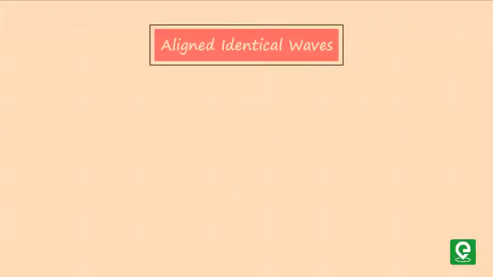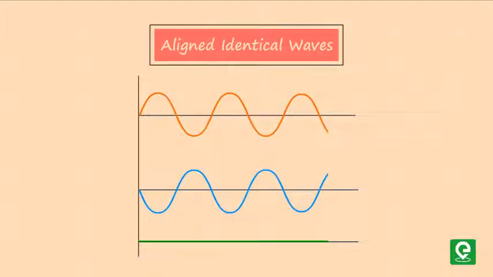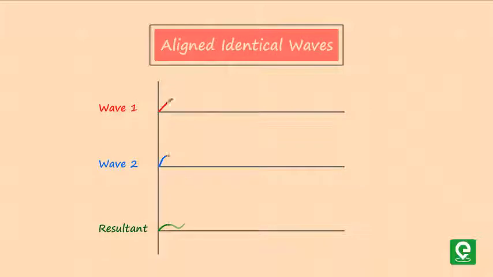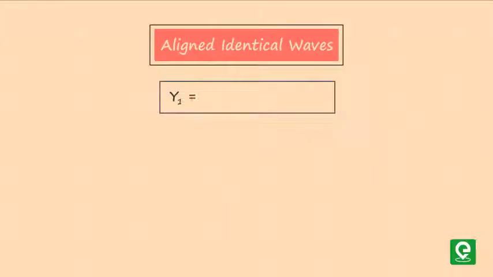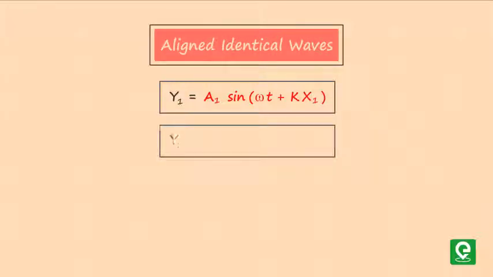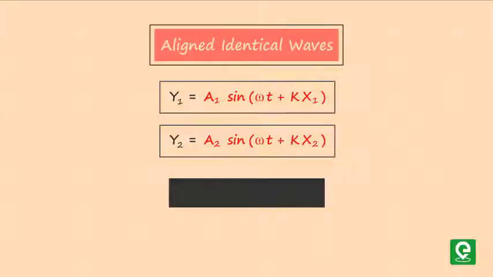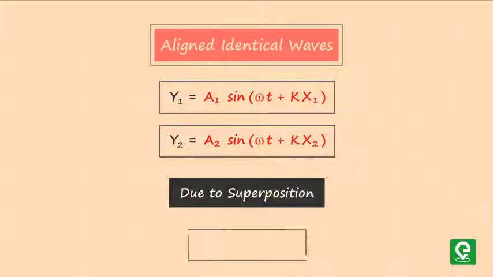While pure constructive and pure destructive interference do occur, they require precisely aligned identical waves. The superposition of most waves produces a combination of constructive and destructive interference and can vary from place to place and time to time. Mathematically, if we consider two waves, y1 equal to a1 sin(ωt + kx1) and y2 equal to a2 sin(ωt + kx2), then the resultant wave due to superposition is calculated as y net equal to y1 plus y2.